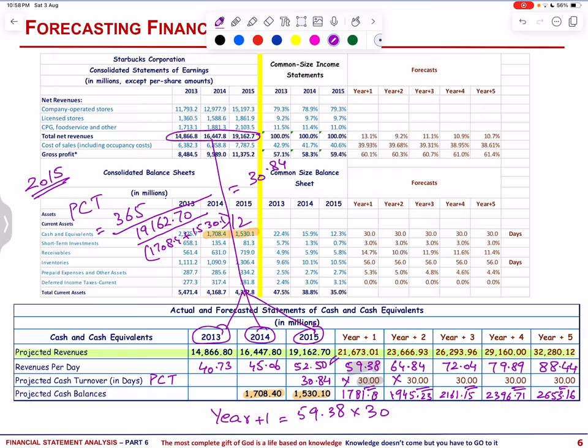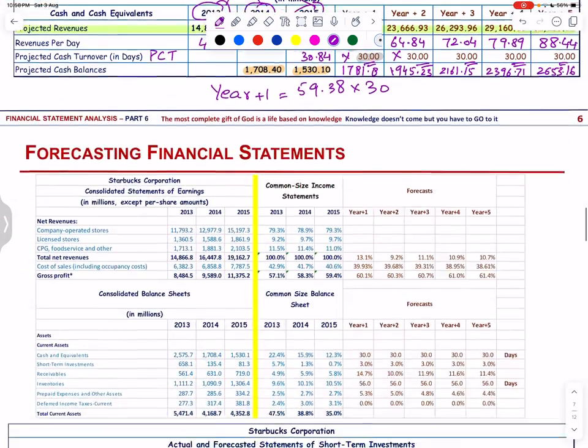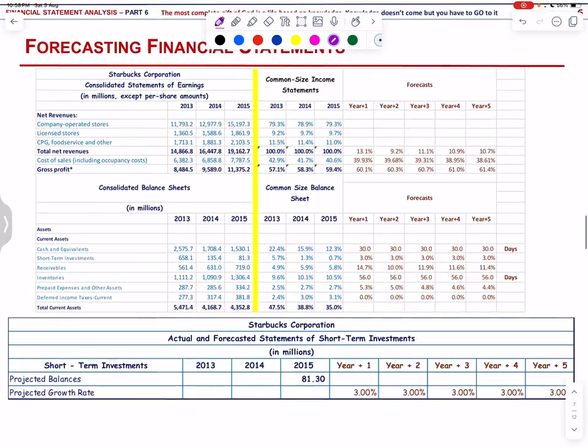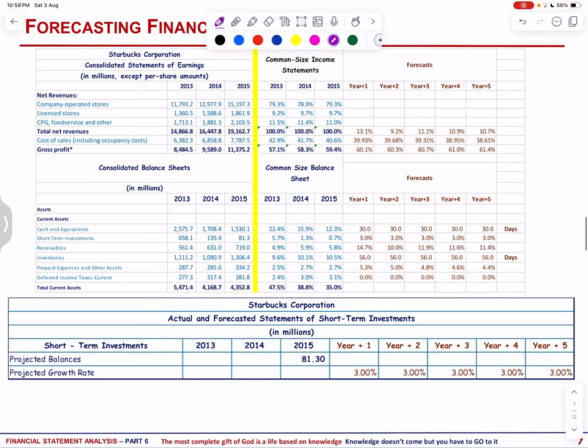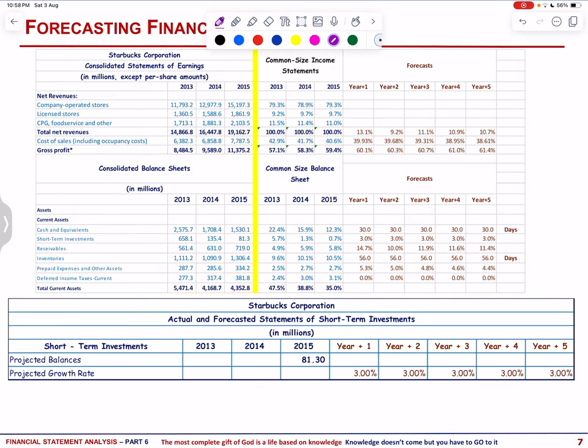And next we are going to project the short-term investments for Starbucks. Once again, the projected balance for Starbucks is given over here as 81.3, and that is simply what we have picked from the balance sheet, and it is assumed that the growth rate will be 3% for all the 5 years.